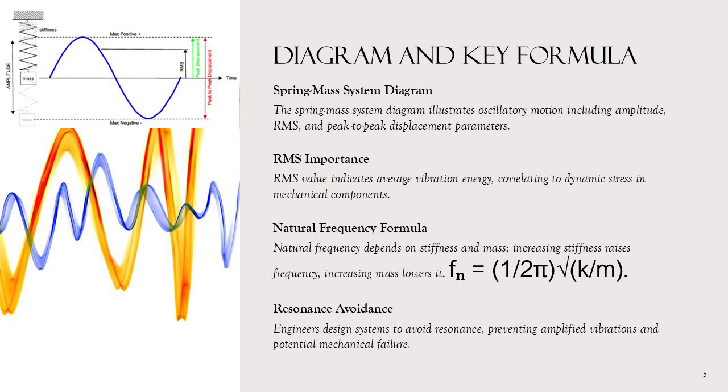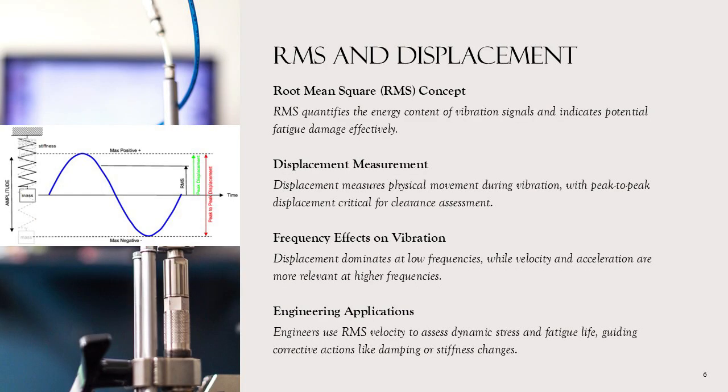Root mean square, RMS, is a statistical measure used to quantify the magnitude of varying vibration signals. It provides an average value that represents the energy content of the vibration, making it a reliable indicator of potential fatigue damage. Displacement, on the other hand, measures the physical movement of a component during vibration. Peak-to-peak displacement shows the full range of motion, which is critical for assessing clearance and avoiding mechanical interference.